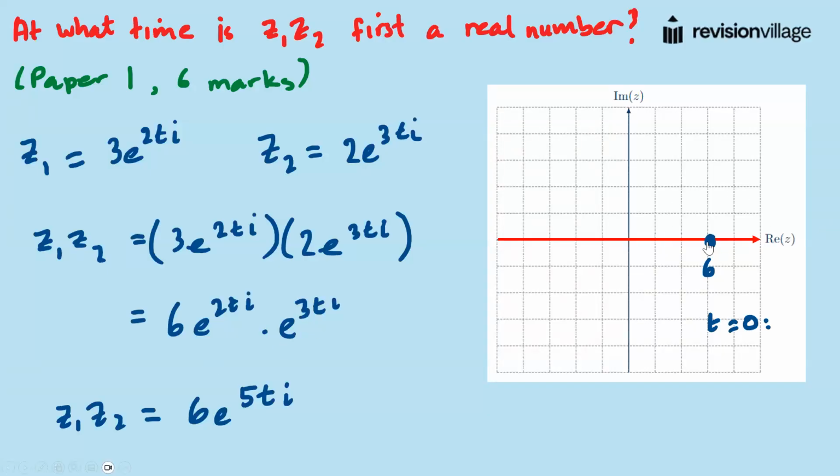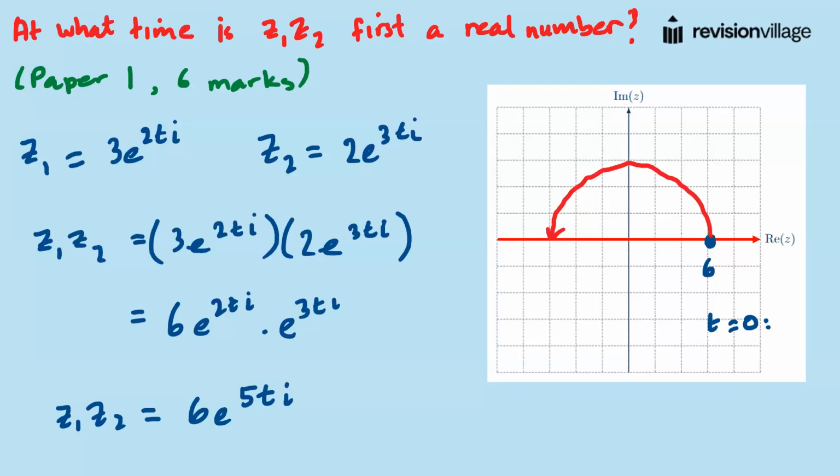And we're looking for the next time after this when the complex number is going to be on the real axis. Noting that as the value of t increases, the argument increases, but the modulus never changes. So if you look at the diagram, the complex number as t increases just goes in a circle anti-clockwise about the origin. Where that arrow stops right there, that's the first time that the complex number z1 times z2 is real. That's the first time it's on the real axis with no imaginary part at all.